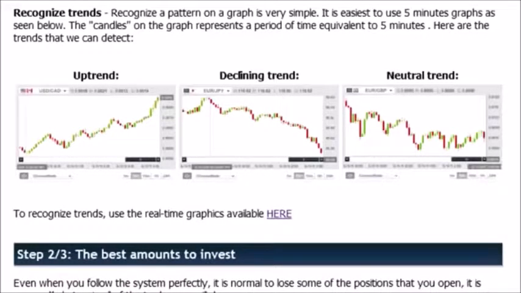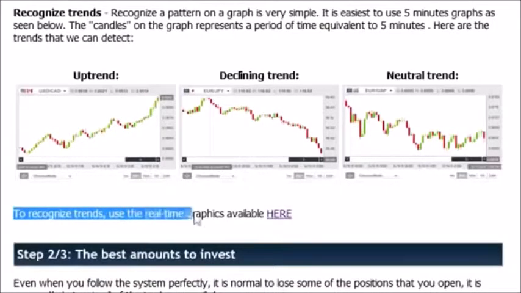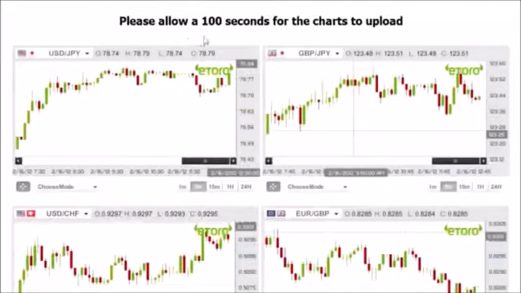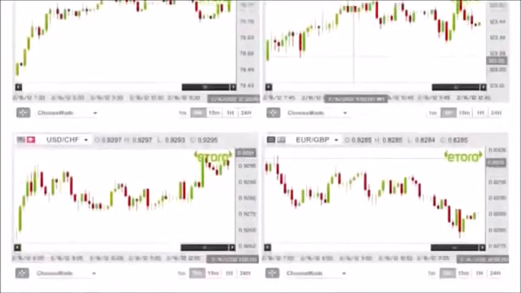In the site, on the first step, under the video, there is a link. To recognize trends, use the real-time graphics available here. Once you click on the link, a new page opens with the assets graphs. The web page can take up to 1.5 minutes to load because it contains all of the graphs that you will need. So now we will identify trends in these graphs in order to trade in the binary platform.